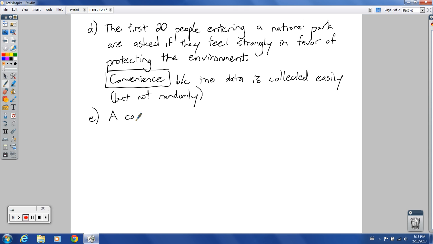Hopefully I can continue to talk without stumbling over my words for this last part, Part E. A company's employees are first classified by their respective salaries.